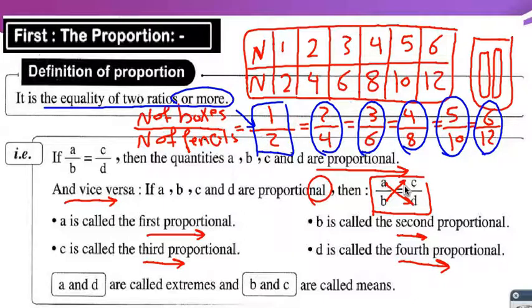Again, if A over B equals C over D, then A, B, C, and D are called proportional, and the vice versa is correct. A is called the first proportional, B the second proportional, C the third proportional, D the fourth proportional, and A and D are called extremes, B and C are called means.